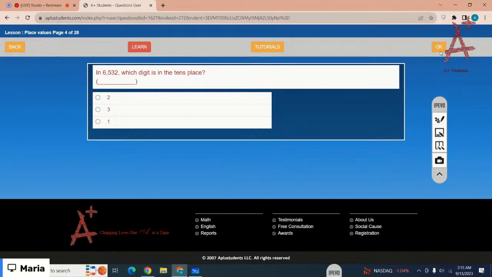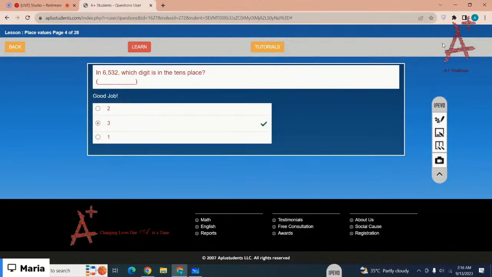In 6532, which digit is at the tens position? Which is the correct option? Which digit is at the tens position? Yes, very good. 3 is at the tens position.